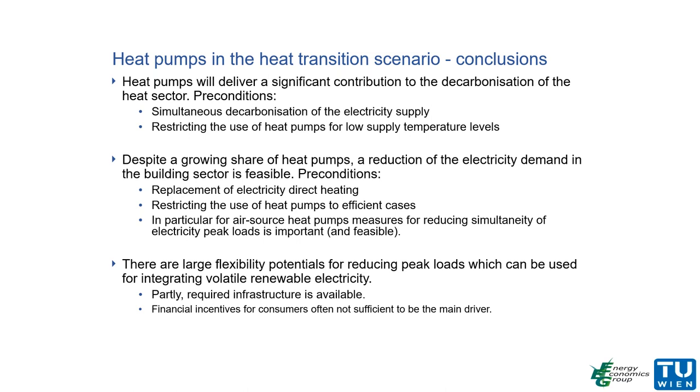And the reason is mainly that we have this relatively high share of direct electric heating as a starting point, and by replacing this with other heating systems and gradually increasing the use of heat pumps, in this scenario at least, it could be possible to keep the electricity demand stable. And it also shows that there are large flexibility potentials for reducing peak loads, which can be used for integrating volatile renewable electricity in the building sector. But of course it also requires the corresponding infrastructure and might be easier in the district heating sector than in the individual heating sector. Next slide, please.